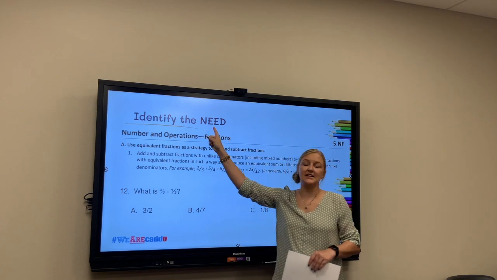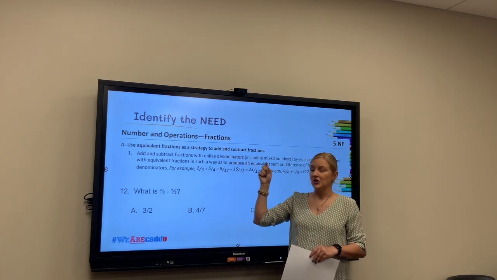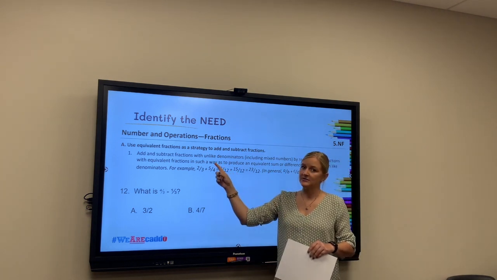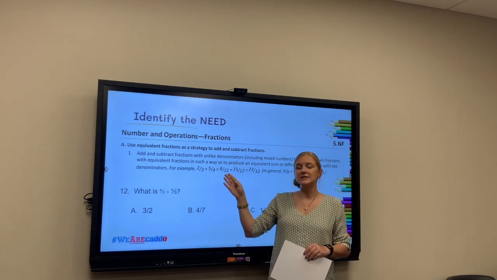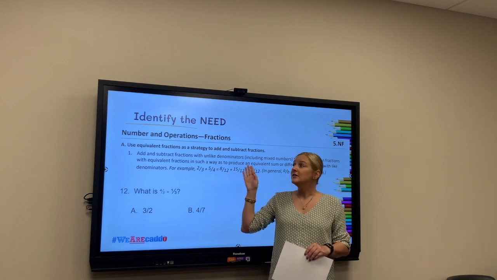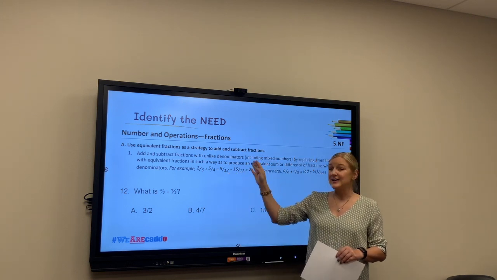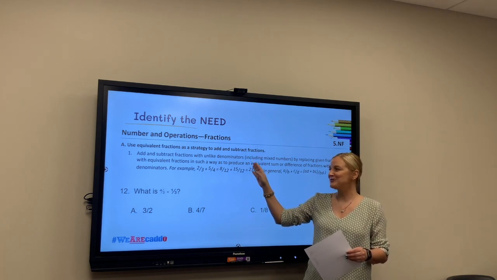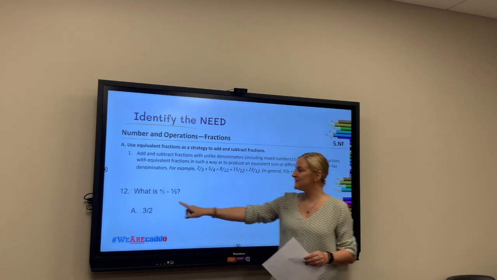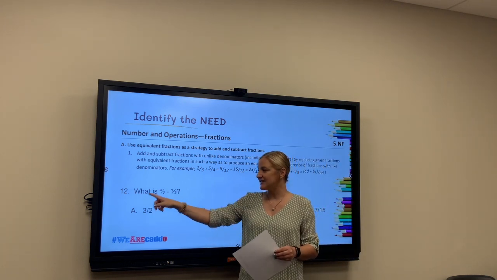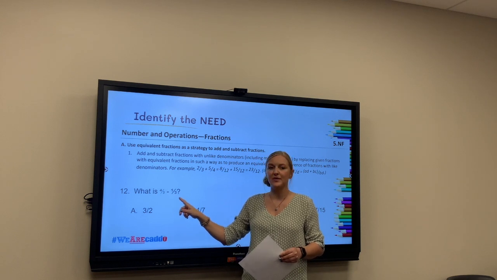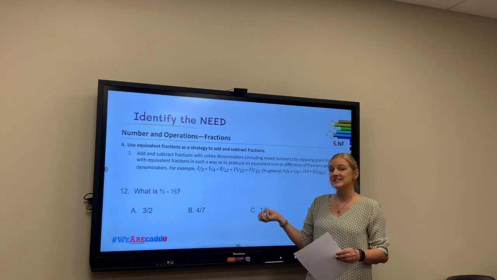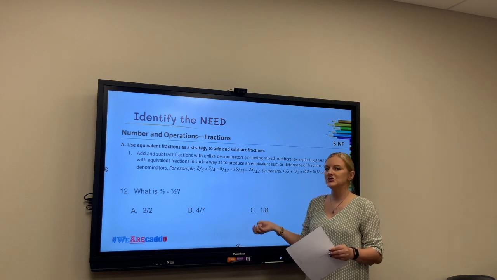In identifying the need, we need to go back to that standard. We deconstructed this standard 5.NF.A.1 earlier in the training. If you don't remember, go back to pages 1 and 2 of your handout. The component of rigor aligned with this item was actually conceptual understanding and procedural skill. So when we look at the item that is aligned to this standard, it says, what is 4/5 minus 1/3? We're still probably really going to focus on that conceptual understanding when we're looking at student work.